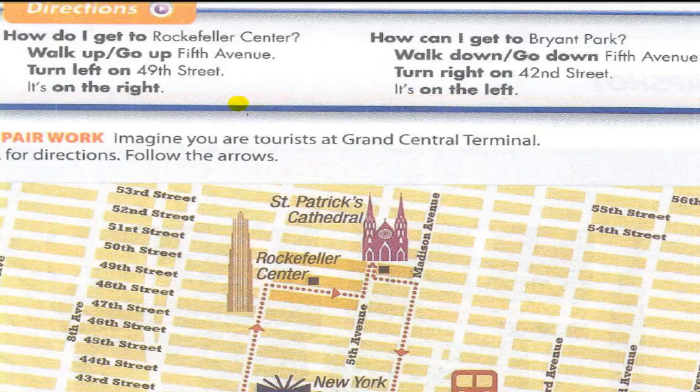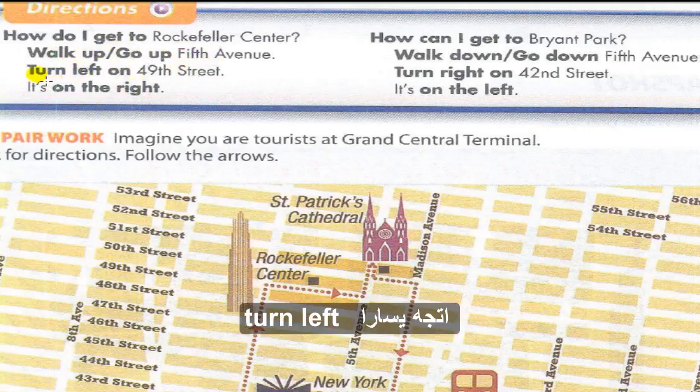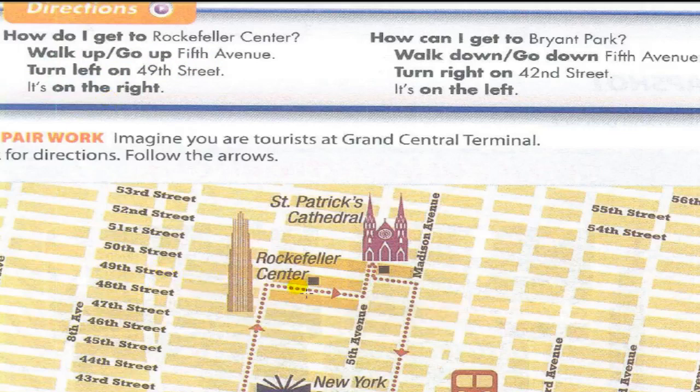Number 9, directions. How do I get to Rockefeller Center? Walk up. Go up 5th Avenue, you go up, go higher. Then turn left to 49th Street. So this is 49th Street. It's on the right. This is on your right. This is the Rockefeller Center. You go up until 49th Street on the right. This is the Rockefeller Center.